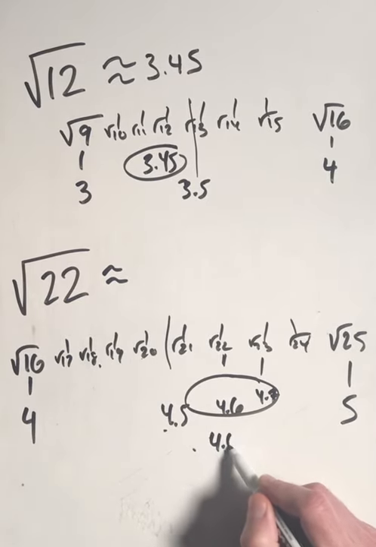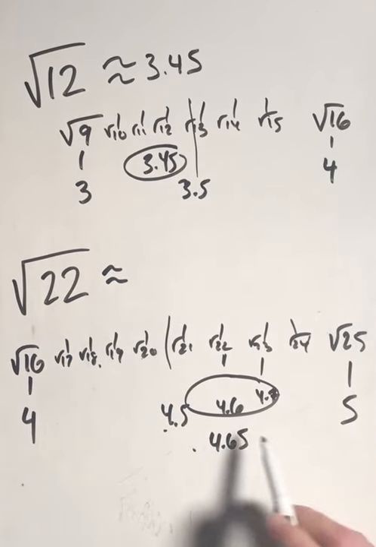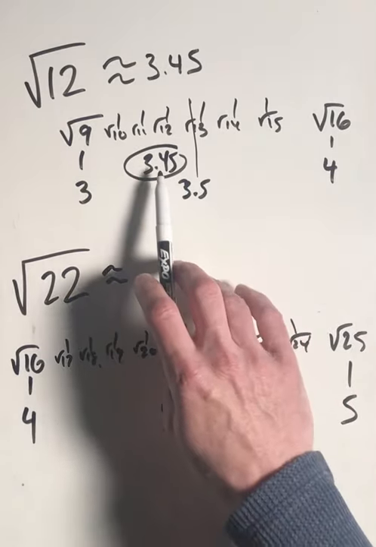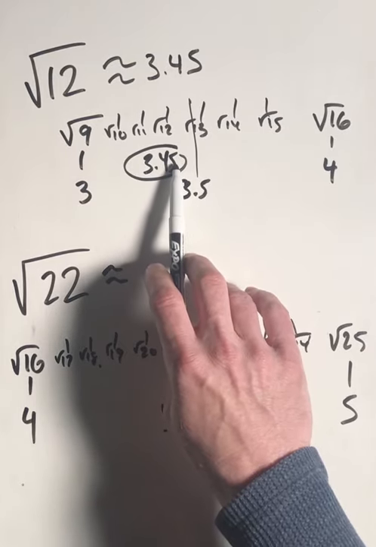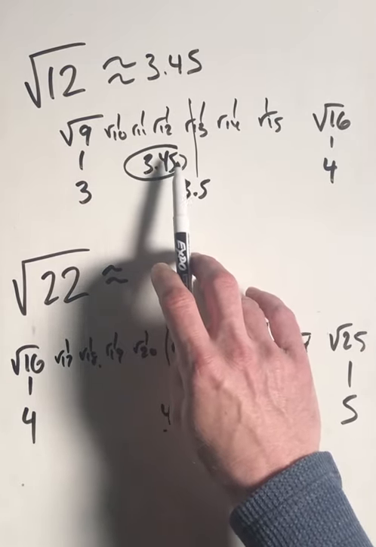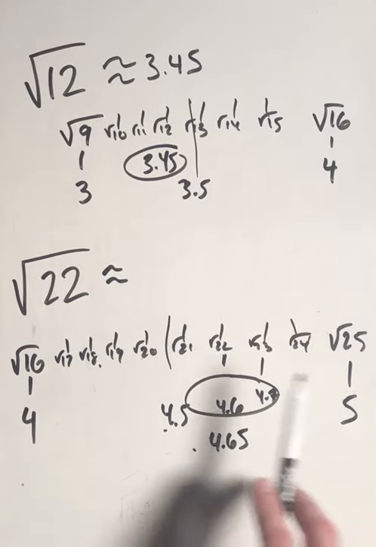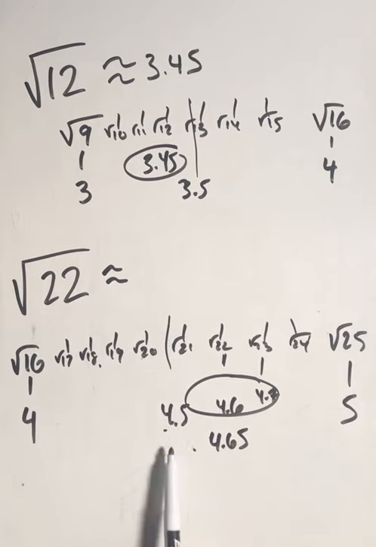So maybe I would say 4.65, halfway between 22 and 23 maybe. So in order to estimate these, you definitely should be able to get to one decimal place. The second decimal place is a little bit more of guesswork. But the idea is you should be able to line them up between two perfect squares and be on the correct side of the halfway point.